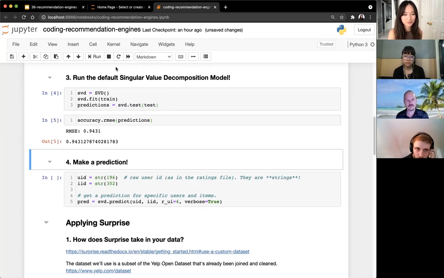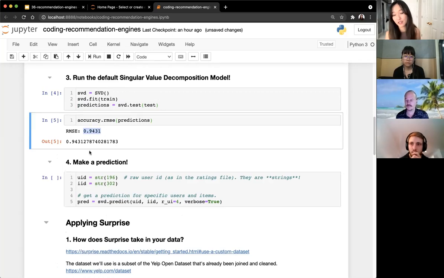there we go. We have an overall RMSE of 0.94. RMSE of 0.94 just means that overall, we are 0.94 stars off. And I'm guessing it's a 1 to 5 scale, so it's up to you to decide whether that's good or not.